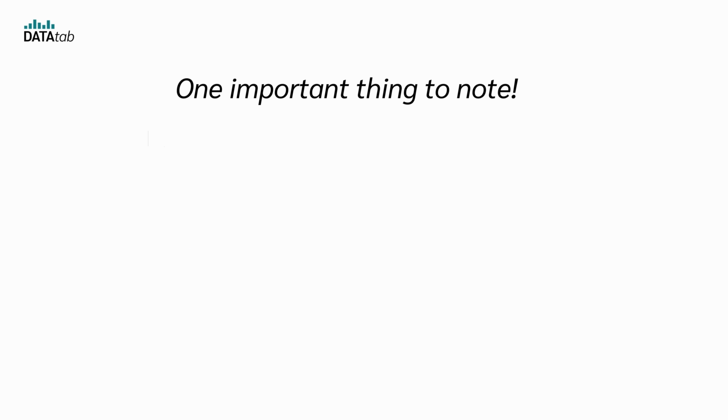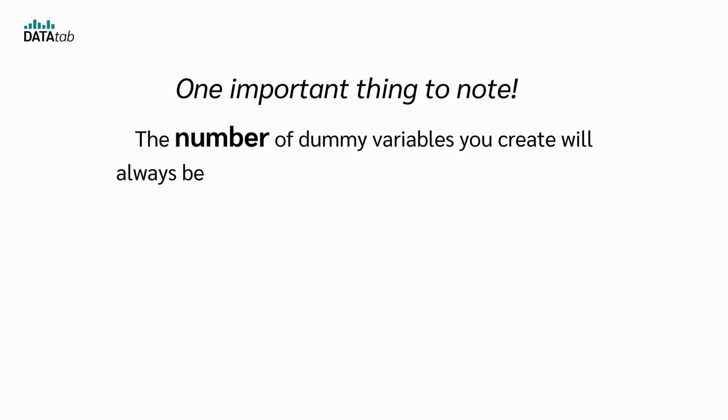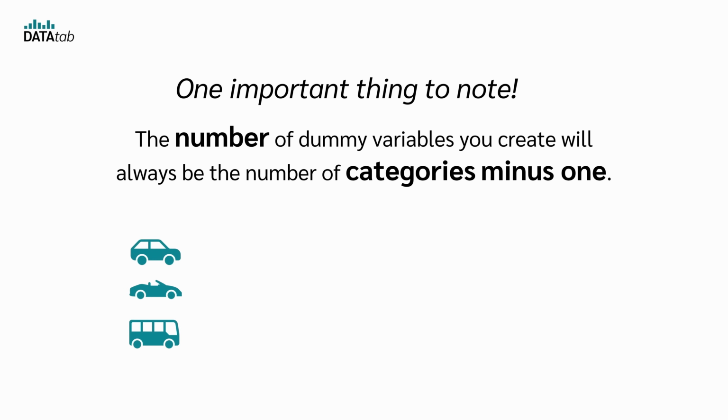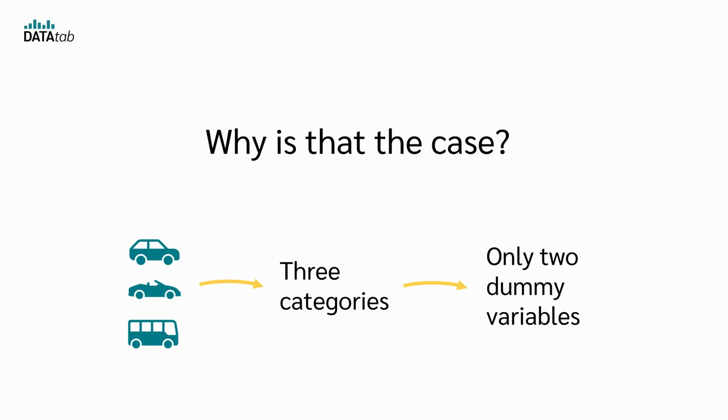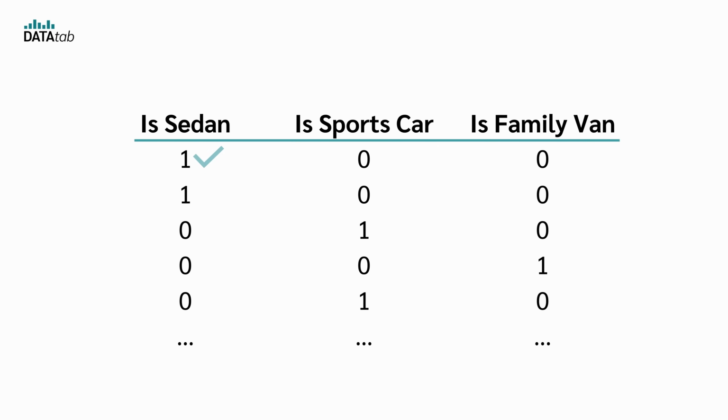One important thing to note: the number of dummy variables you create will always be the number of categories minus 1. So in our case, we have 3 categories, so we basically only need 2 dummy variables. Why is that the case? If we know a vehicle is a sedan, we automatically know it is neither a sports car nor a family van. Similarly, if we know it's a sports car, we can infer that it's not a sedan or a family van.